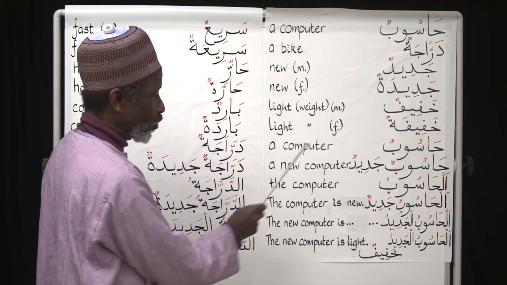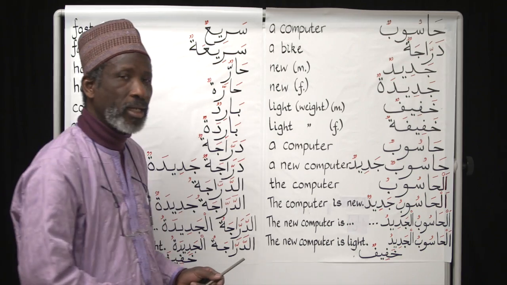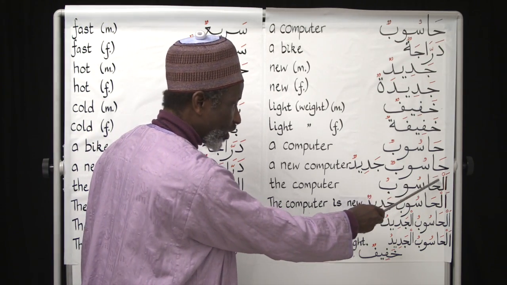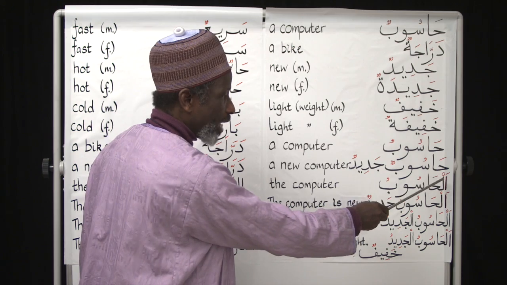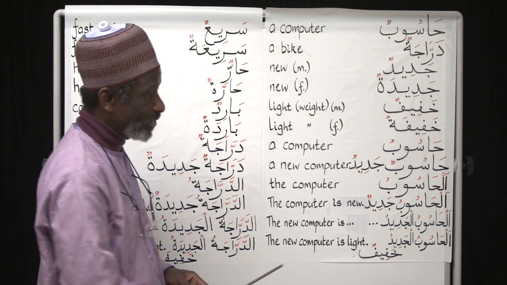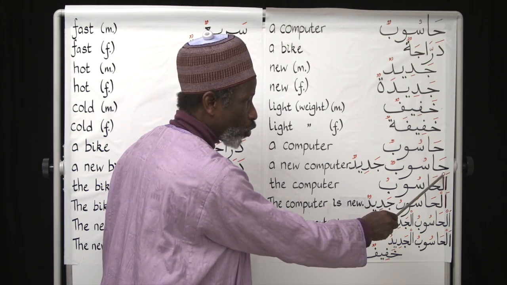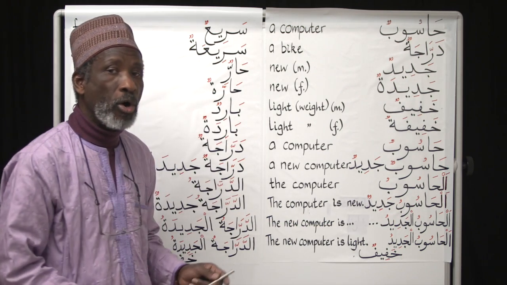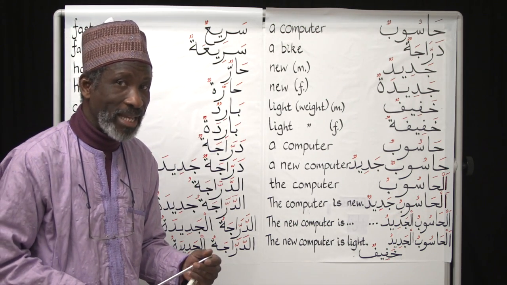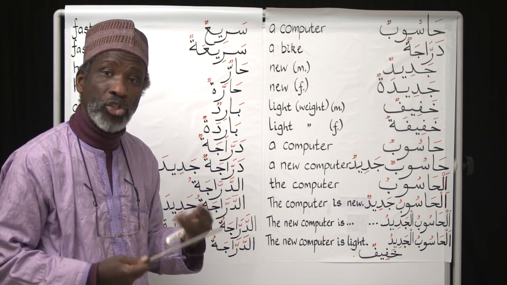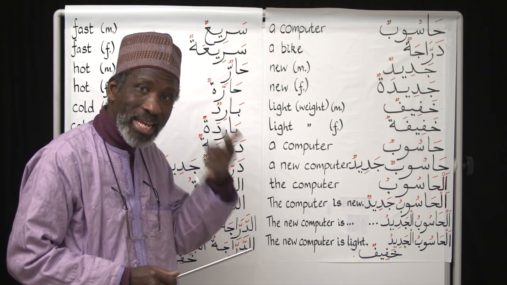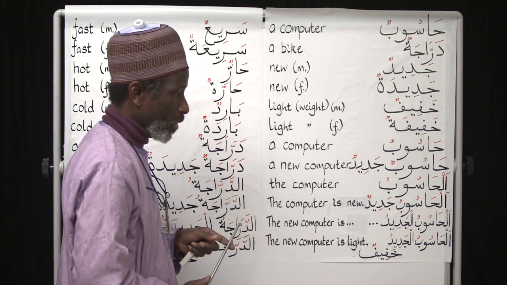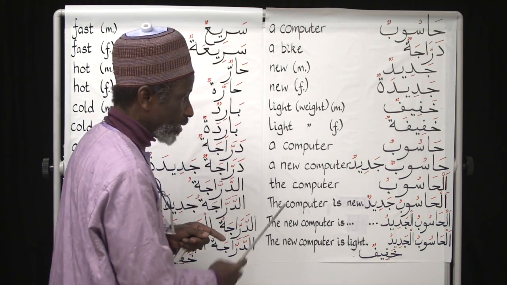Hasubun jadidun, a new computer. Al-hasubu, that's al here, that's your article, the. I say al, you can see that sukun because the ha after the l is one of the moon letters, which means that letter is not carrying shadda. So you hear the lam, al-hasubu, the computer.